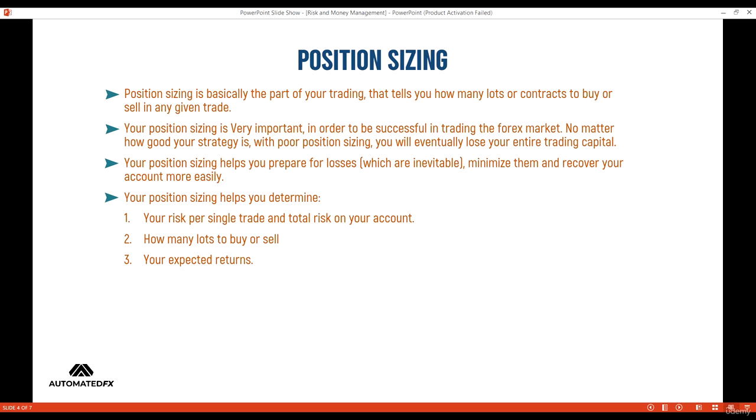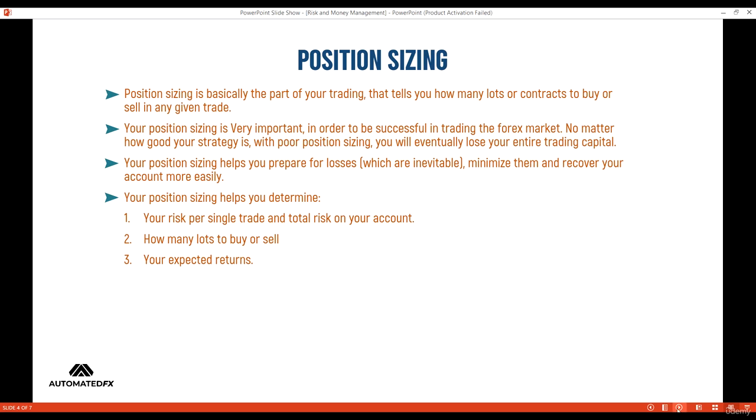Okay, so your position sizing helps you prepare for losses, which are inevitable. It also helps you minimize them and recover your account more easily. So your position sizing helps you determine your risk per single trade and your total risks on your account. It also helps you determine how many lots to buy or sell, and helps you determine your expected returns. So these are the three main things that position sizing helps you achieve, right?